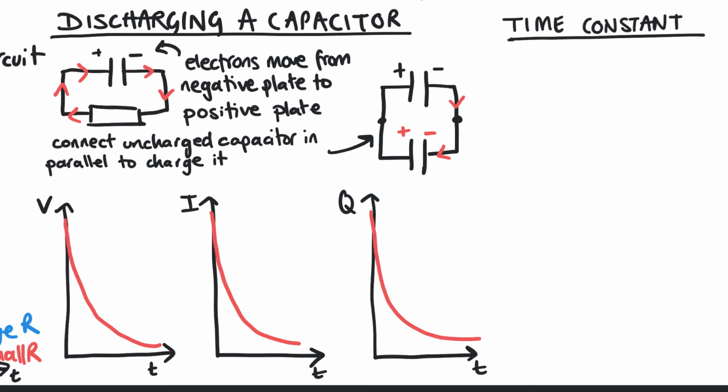So we can formalize that shape of graph with an equation. We can say that the voltage at any point is equal to the voltage at the beginning, which is V0, multiplied by e to the power of minus t, being the time, divided by tau, which is the time constant. So we'll have a little look at that in just a second. The equation is actually the same for current and for charge.